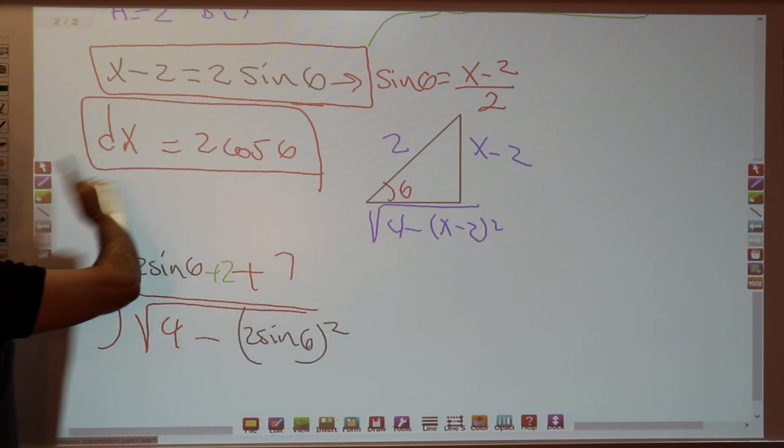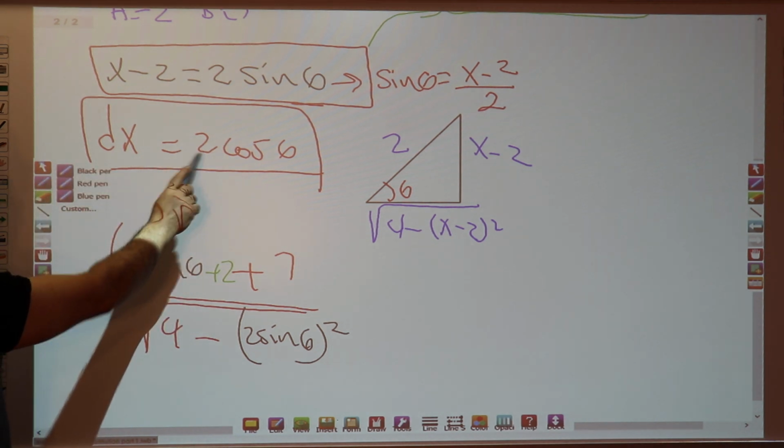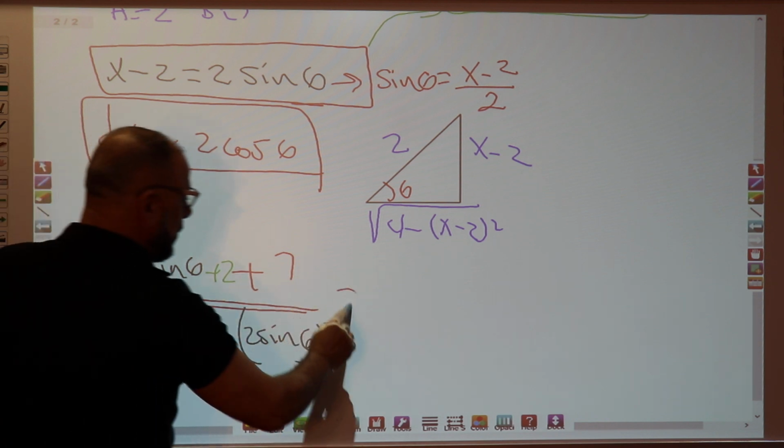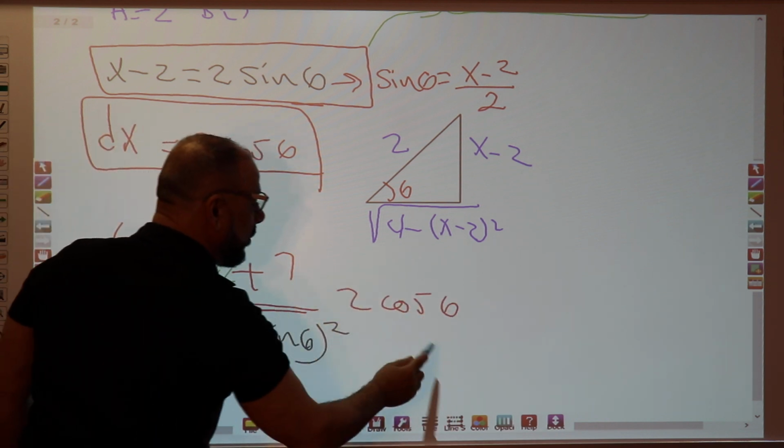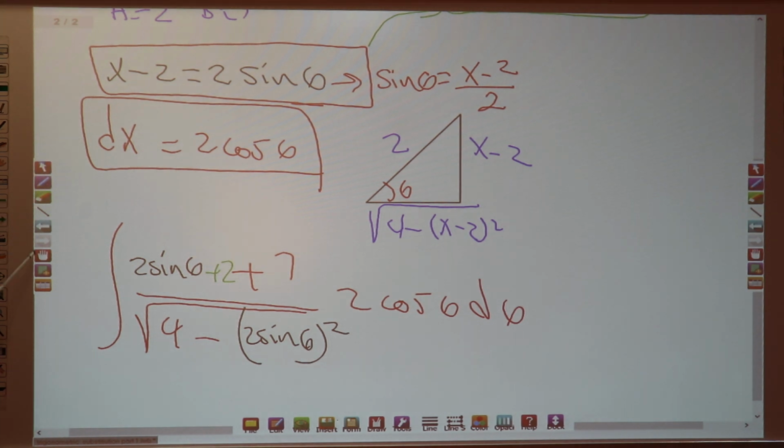And dx equals how much? What is dx, Ismail? 2 cosine theta. 2 cosine theta d theta. I need to understand all the steps. One more time, Ismail, okay?